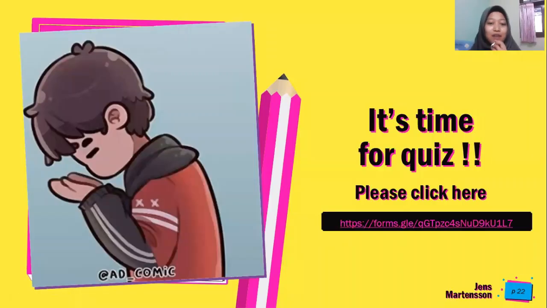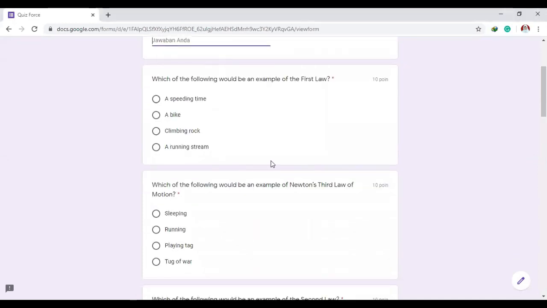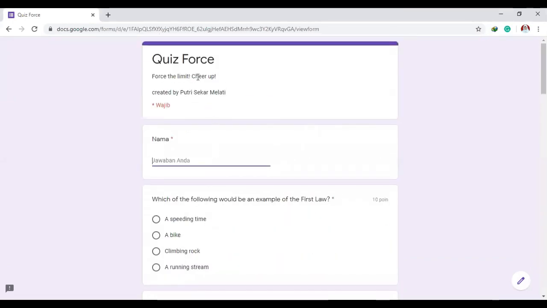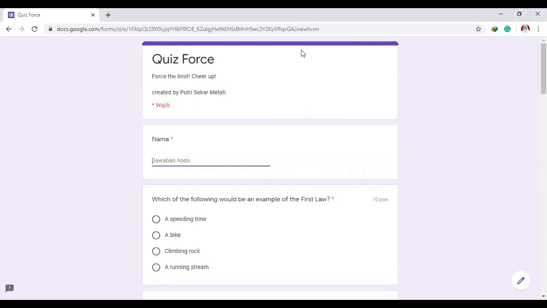Okay, that's all of our lesson. So it's time for a quiz. Please click here. Let's see the quiz. Don't forget to fill in your name and start to answer the questions. You can also see the score after you finish the quiz. So good luck, and force the limit. Cheer up. Okay guys, this is the quiz, and you should fill in the name and choose the best option. And don't forget to send this quiz.